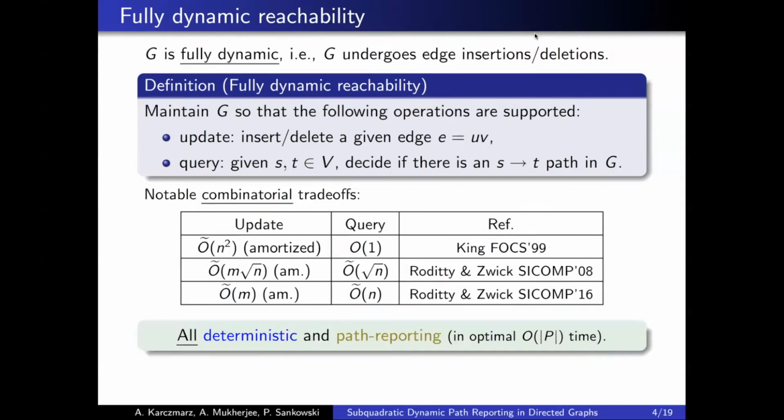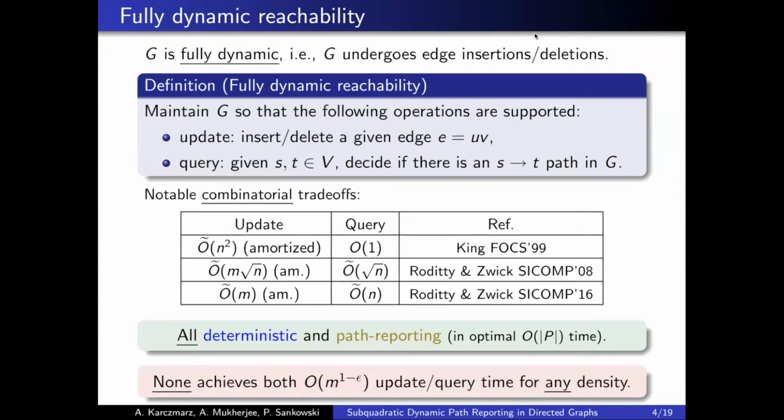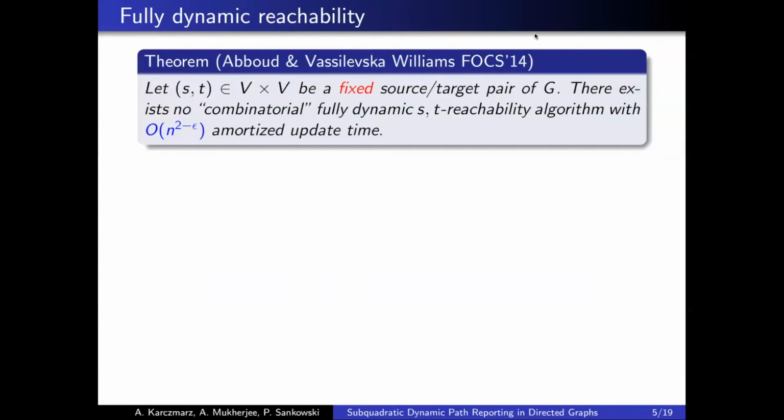They are also all deterministic and support path reporting. But none of them achieves sublinear update or query time in the number of edges for any value of m. In fact, Abboud and Vassilevska Williams have shown that for a fixed source target pair, there exists no combinatorial fully dynamic ST reachability algorithm with subquadratic amortized update time. Here, combinatorial means the algorithms do not use any algebraic techniques such as fast matrix multiplication.